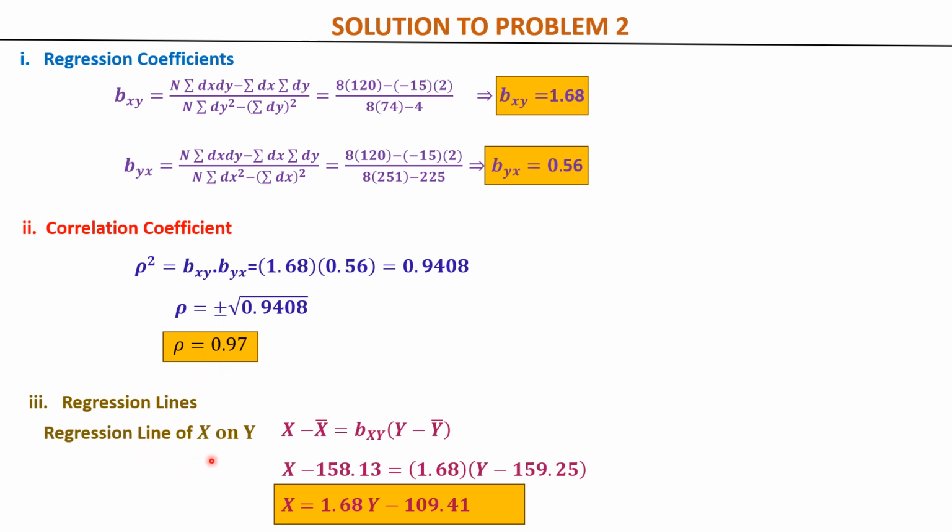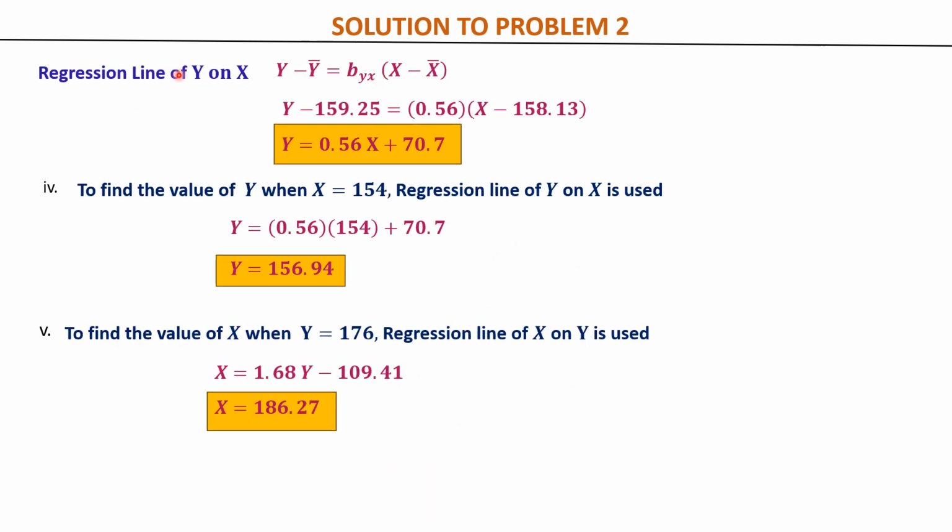Then I similarly calculate the regression lines. Here x minus x bar is equal to bxy into y minus y bar. We know x bar, we know y bar, we know bxy from here. I am substituting and developing an equation, which we call the regression line of x on y. In a similar manner, I calculate the regression line of y on x as y minus y bar equal to byx into x minus x bar. Very simple because all the values are already known to us. We substitute, rearrange the terms and write it in the form y is equal to something times x plus the constant term. So we have got the regression line of y on x.